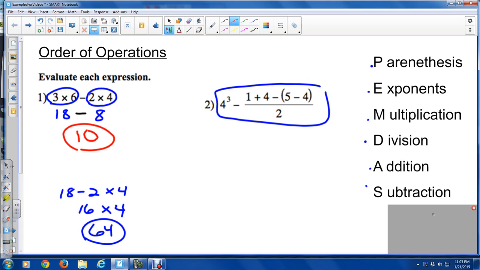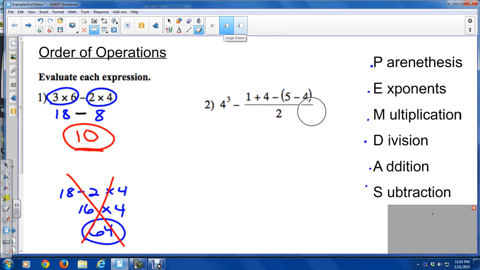Clearly different than the first answer that I got by going from left to right, and that's what I'm guessing a lot of you would be tempted to do when you haven't been practicing this. So, no good, don't go left to right, follow your order of operations. 10 is the correct answer for this problem. Second one looks a little more intimidating. Don't be intimidated, let's take it one thing at a time.